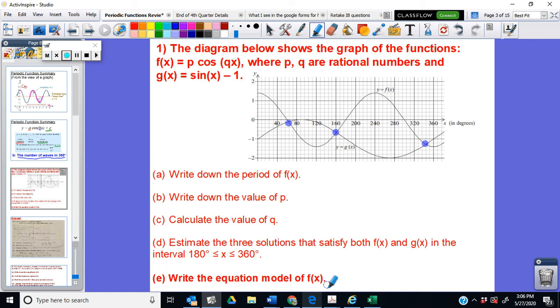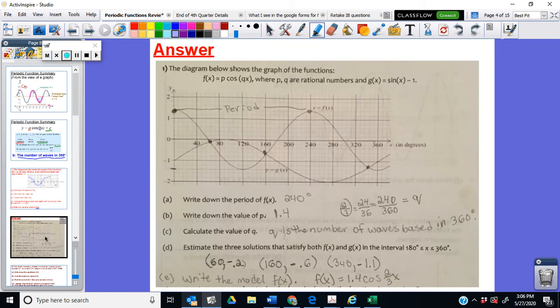And then the last thing I want you to do, I want you to think about the model in all of these examples. We want to write the model of f of x. So we want to write the model of this curve, the cosine curve, right here. There's one full wave. Notice it took 240 degrees. Let's look at the answers. So first of all, the period is 240 degrees. We can see that on the graph.